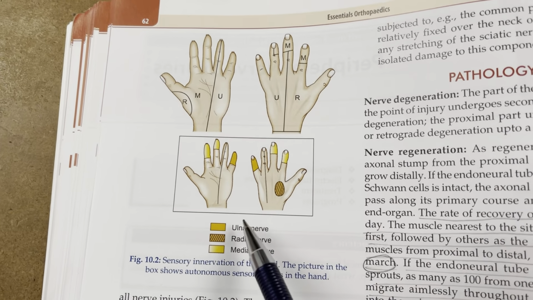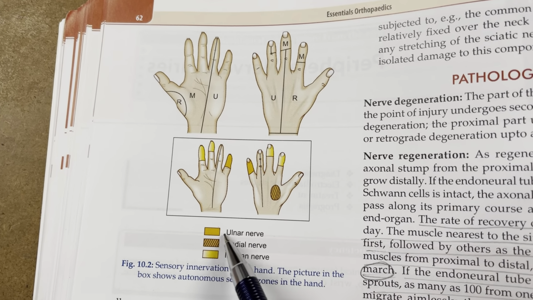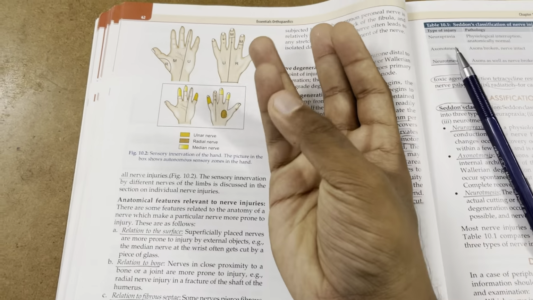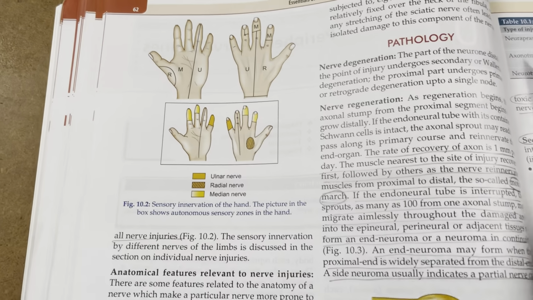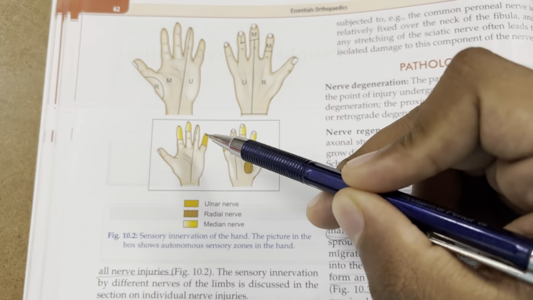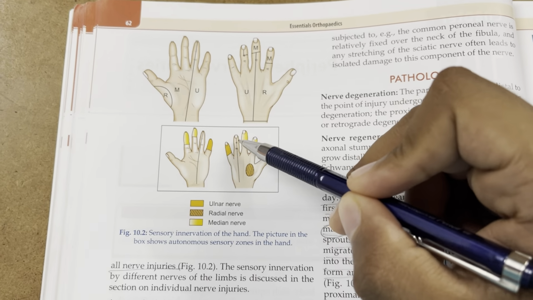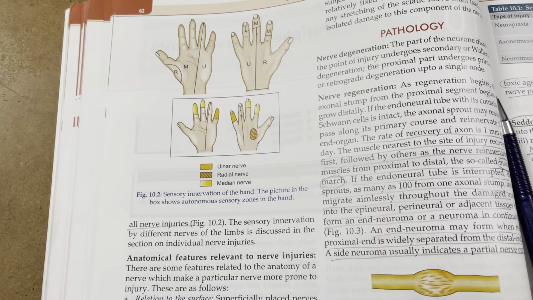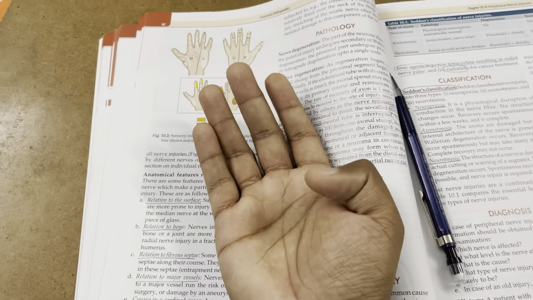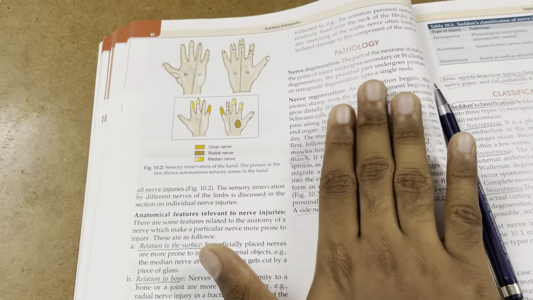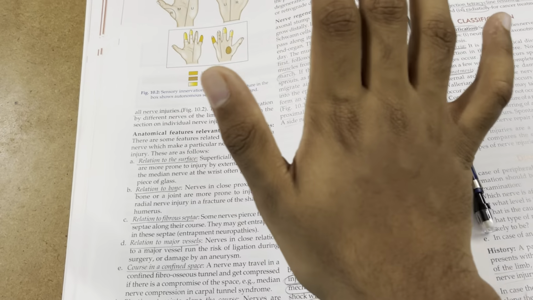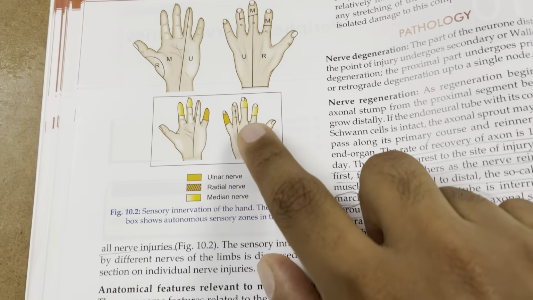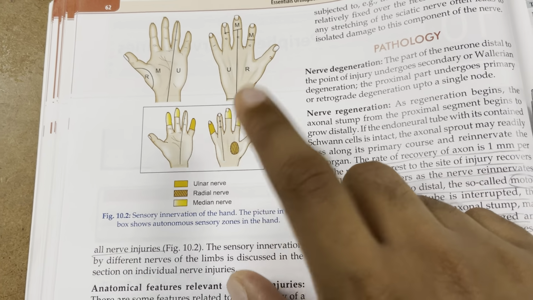Here you can see, whenever you are suspecting ulnar nerve injury, the ulnar nerve supplies this side, right? So the skin of the little finger here is innervated solely by the ulnar nerve. Then you have the radial nerve. The radial nerve supplies the thenar part, right? If you put it like this, a little bit of the skin here on the dorsal surface, nearby the thumb, is supplied entirely by the radial nerve. That is the autonomous zone.